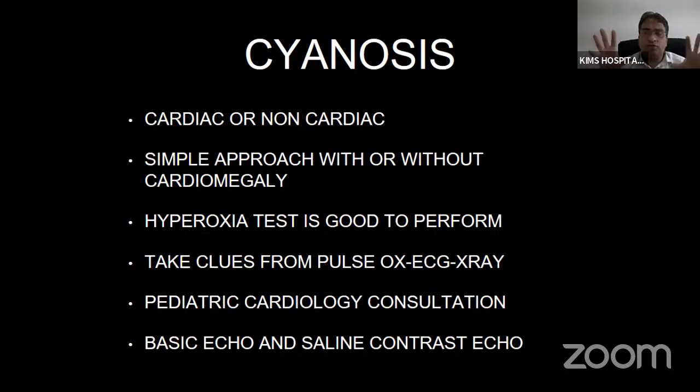So in such cases, try to learn basic echo and take clues from your clinical examination, X-ray, and ECG, and do some echo. Otherwise, take the help of pediatric cardiology and learn. And do learn basic echo and saline contrast echo. That will help in deciding whether your line is correct or not. With the help of the line, you can tell whether the stomach and liver are on the correct side or not, and you can diagnose complex heart disease. And with the help of saline contrast, you can even diagnose rare heart disease.